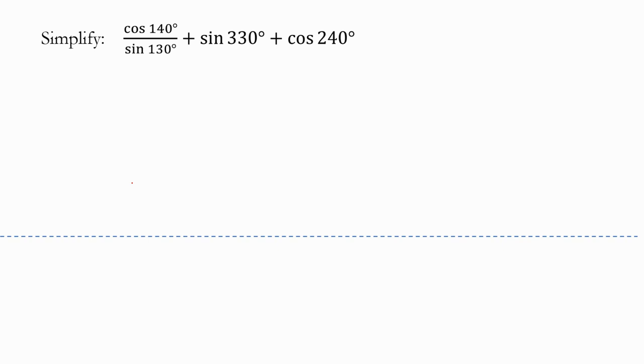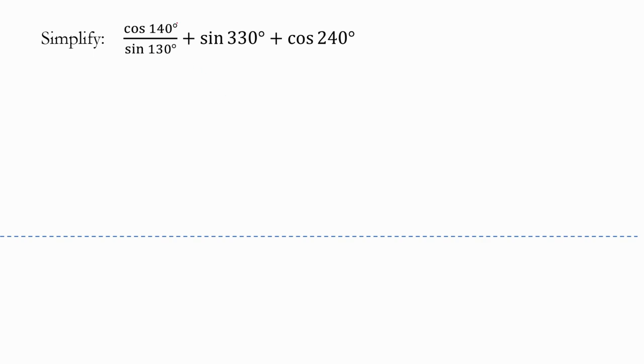Let's simplify this trigonometric expression. If you check here, we have these angles: 140 degrees, 130 degrees, 330 degrees, 240 degrees. We have to reduce these angles, so we have to use the reduction formula. So let's look at each component of the expression.